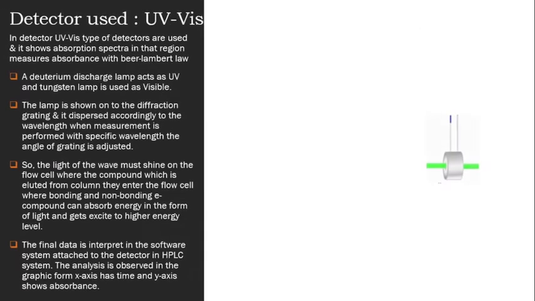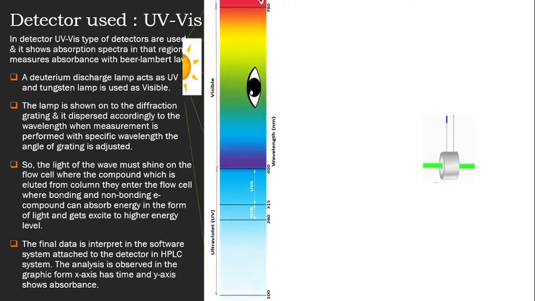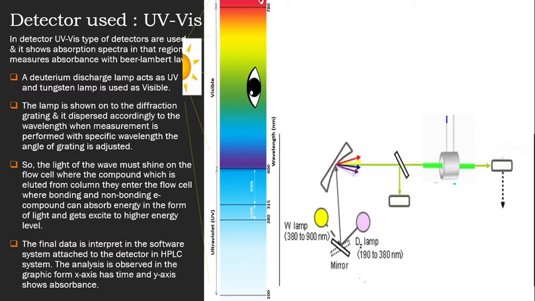Detectors. In HPLC, the UV-visible type of detector is the best one to be used for the instrumentation part, as it shows the absorption spectra in the ultraviolet and visible region by measuring the absorbance of the analyte using Beer-Lambert's law. A deuterium discharge lamp acts as a UV source and a tungsten lamp acts as a visible source.